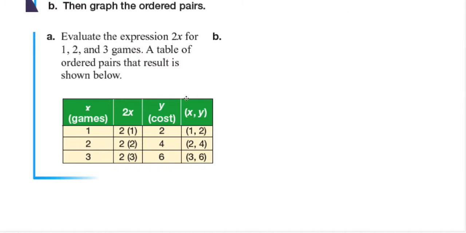Now this one has a meaning. When you talk about (3, 6), it means 3 games, cost of $6. So for every 3 games that Patsy bowled, she would incur a cost of $6. That's what that ordered pair means.